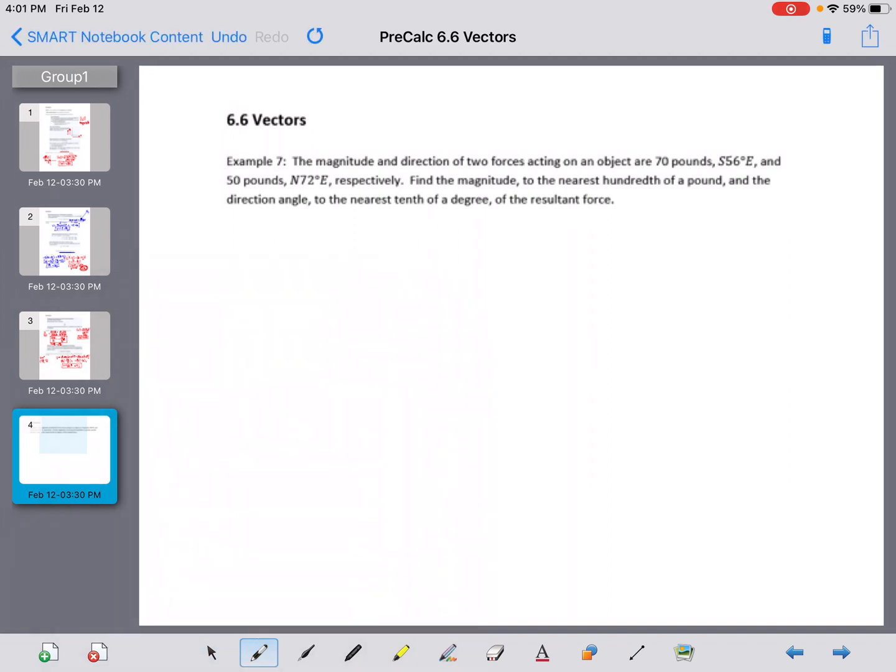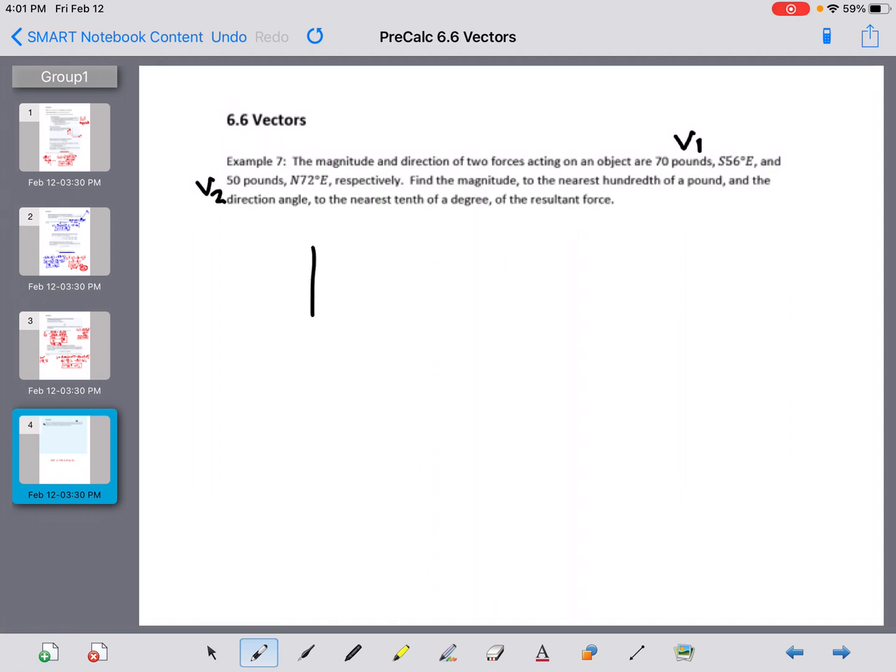Story problem, right? The magnitude and direction of two forces acting on an object are 70 pounds, south 56 degrees east, got to throw some bearings in here, and 50 pounds at north 72 degrees east, respectively. So this first one is going to be my first force, or vector 1, and this one's going to be my second force, or vector 2. Find the magnitude to the nearest hundredth of a pound and the directional angle to the nearest tenth of a degree of the resultant force. So both are acting on this object at once. We want the resultant force, and of that force, we want both the directional angle and the magnitude.